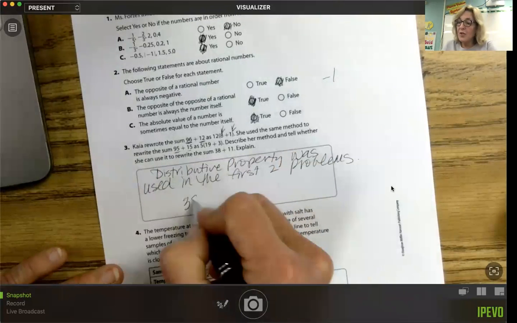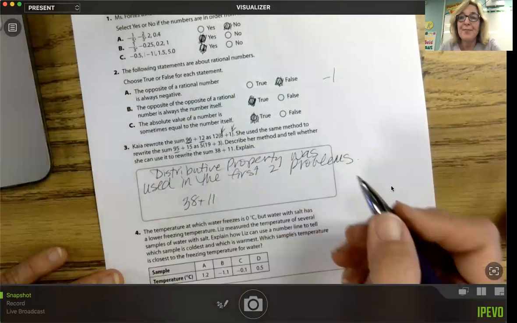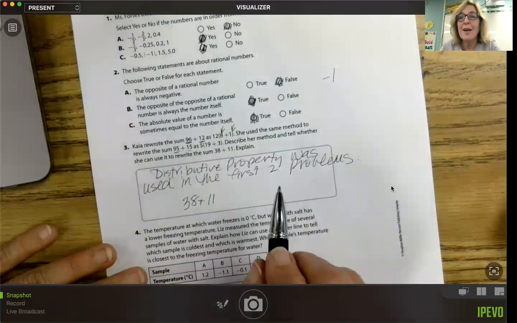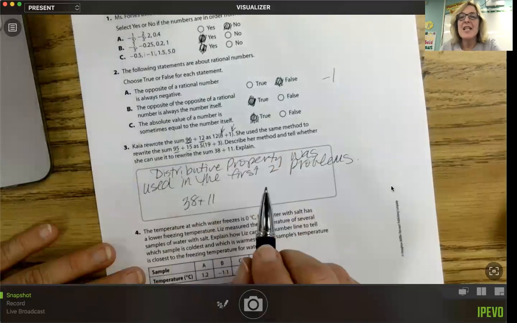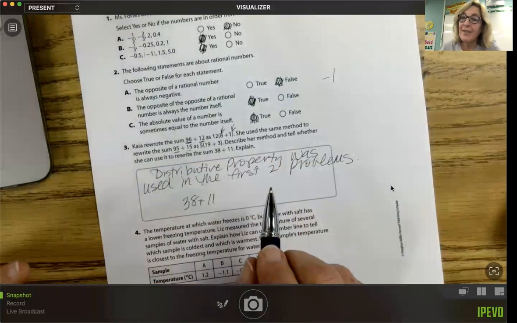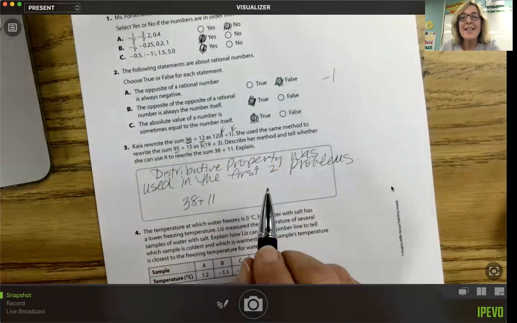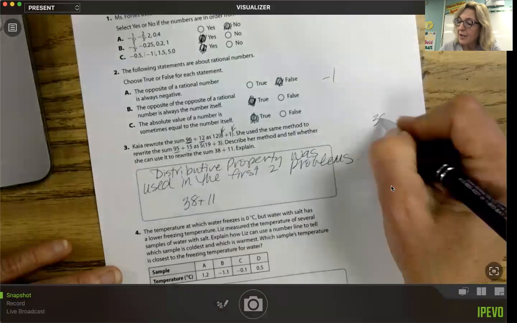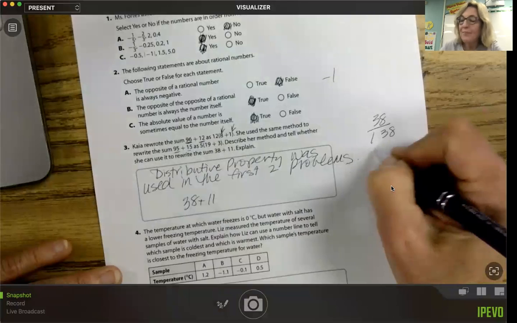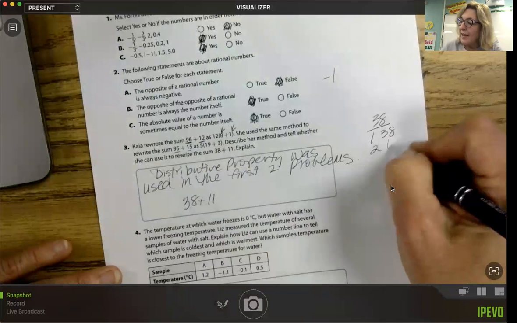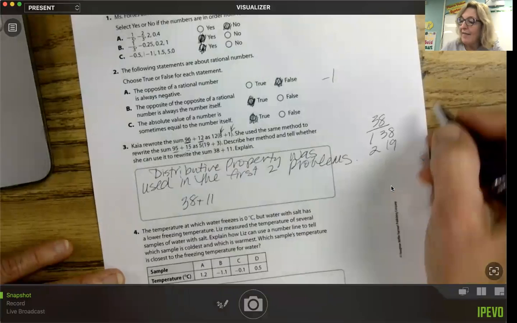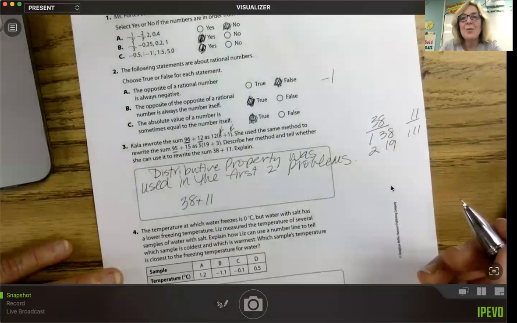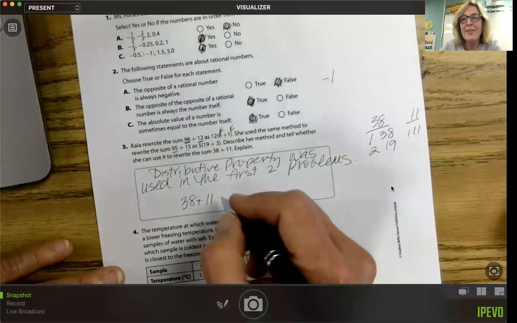And the question is, can she do that? Well, 38 plus 11, the first thing you have to do is find the greatest common factor. And in this case, 11 is a prime number. 38 has factors of 1 and 38, 2 and 19, and that is it. So if 11 only has factors of 1 and 11, that means 1 is the greatest common factor. So really, you can't do it on this problem because the greatest common factor is 1.